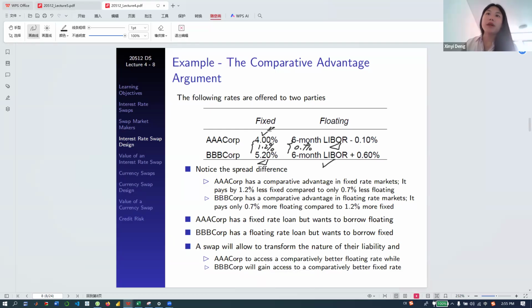So instead of borrowing in the markets where they have advantages, they actually want to borrow in the markets where they don't have advantages. That's when the swap contract becomes meaningful for them. The swap contract will enable them to enter into the market they desire while still exploiting their comparative advantage.